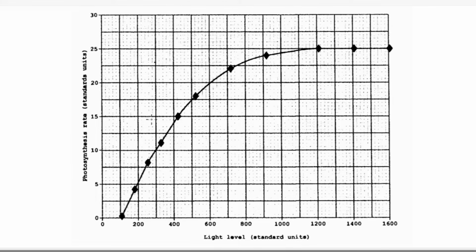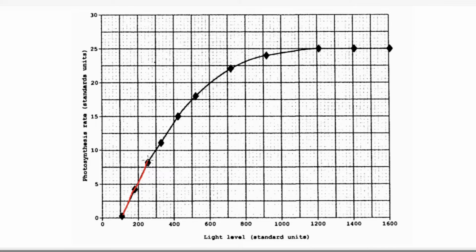So let me explain what's happening here. Now you'll notice that right in the beginning here, we'll see that the rate of photosynthesis is increasing quite steadily and steeply as light level is increasing. So that means that at this level here, light is actually the limiting factor. So, if there's no light, it actually limits the rate of photosynthesis.